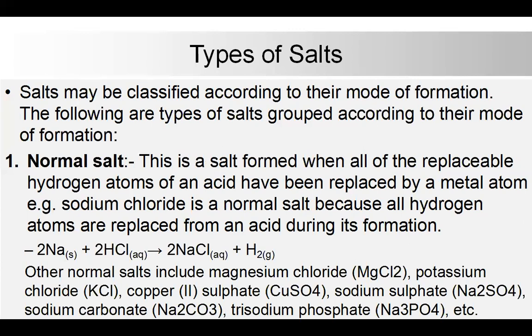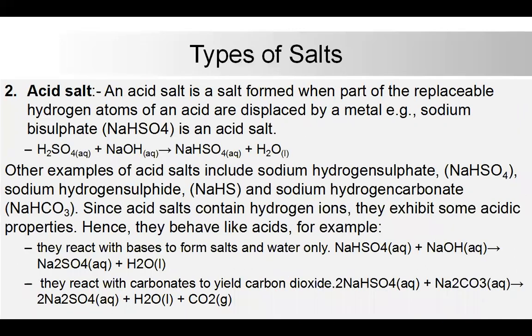atom. Example, as I said earlier, sodium chloride is a normal salt because all of the hydrogen atoms are replaced from the acid during its formation. So as you can see, in the reaction sodium plus sulfuric acid, you get sodium sulfate plus hydrogen gas. Other normal salts include magnesium chloride, potassium chloride, copper sulfate, sodium sulfate, sodium carbonate, trisodium phosphate, and others.